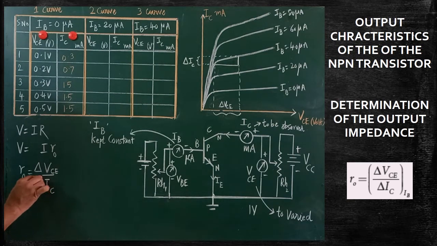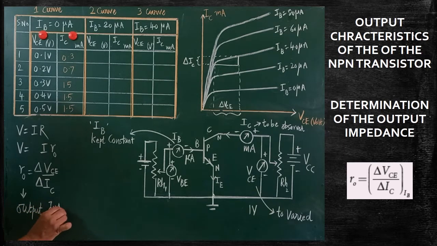The corresponding variation in the collector current must be measured. That's why I have written the del symbol. Change in collector current, change in collector emitter voltage. This is the formula to calculate the output impedance. Are you clear? Now, RO is a symbol for what is this? Output impedance. That is one of the important parameters of the transistor.